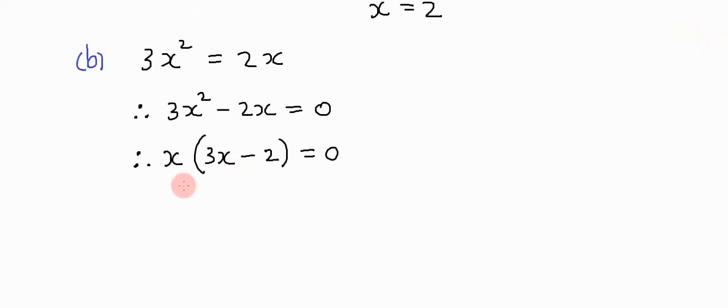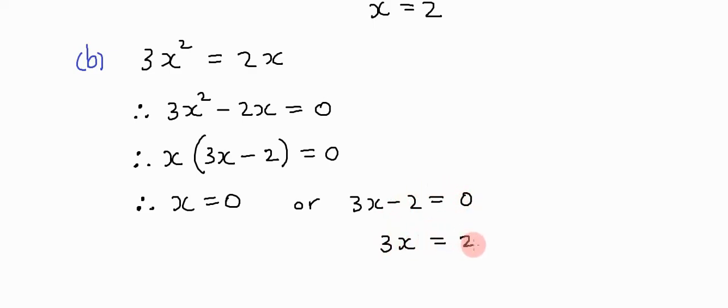Now we can use the zero product rule. So x will equal 0, or 3x minus 2 will equal 0. And we can solve for x here. We can take the negative 2 to the right-hand side. It becomes positive 2. And now we can divide the 3 into the right-hand side. So x is 2/3. The final answer then is x is 0 or x is 2/3.